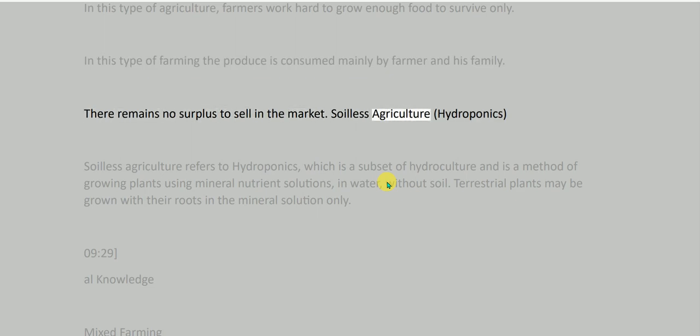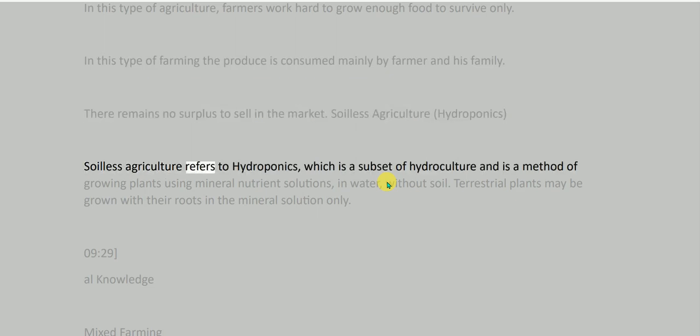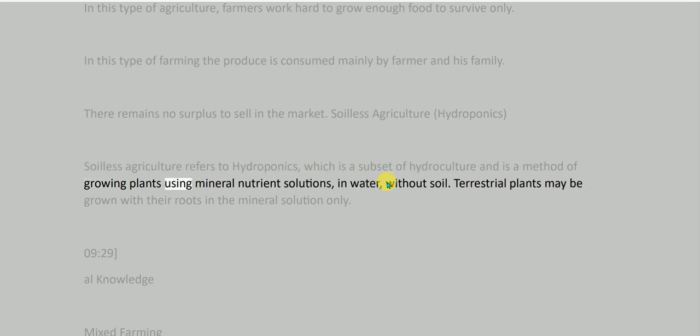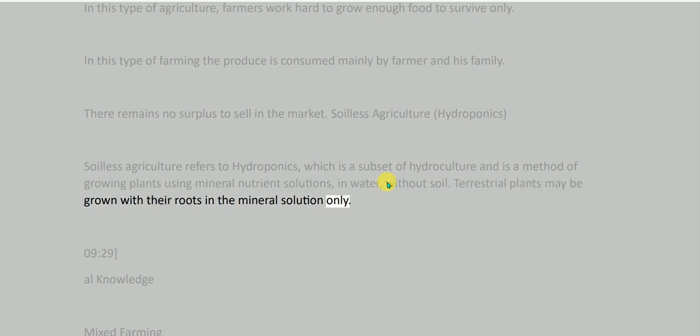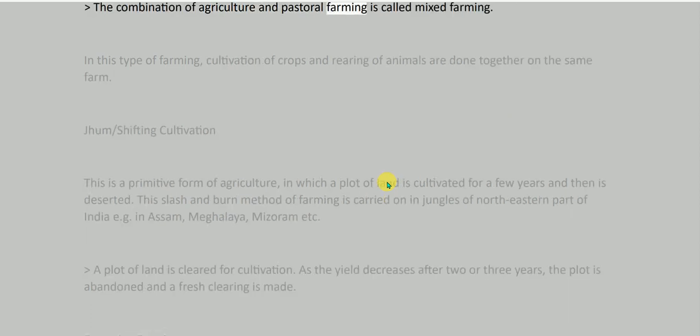Soilless agriculture, hydroponics. Soilless agriculture refers to hydroponics, which is a subset of hydroculture and is a method of growing plants using mineral nutrient solutions in water, without soil. Terrestrial plants may be grown with their roots in the mineral solution only. Mixed farming. The combination of agriculture and pastoral farming is called mixed farming.